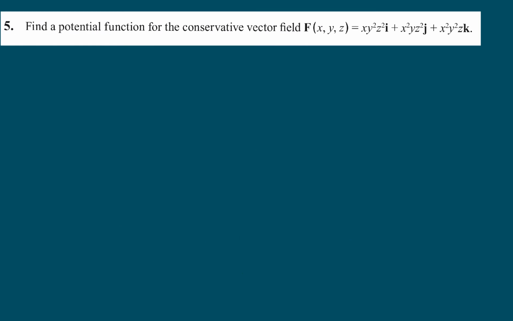Now the following problem says: find a potential function for the conservative vector field. So it says that it's conservative, so the curl of this vector field should be zero. We could check that, but let's trust that they are not cheating us, that the curl of F is zero. Because it's a conservative vector field, there exists a potential function f whose gradient is the vector field F. The problem is asking what the potential function is.